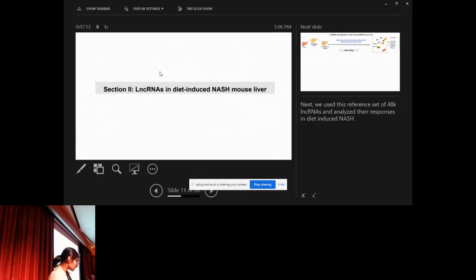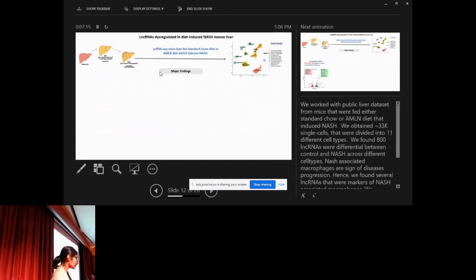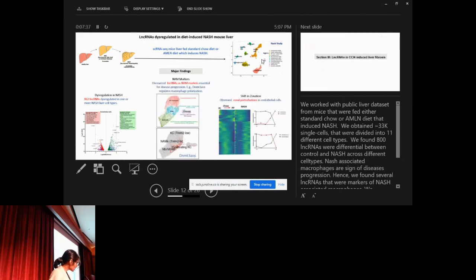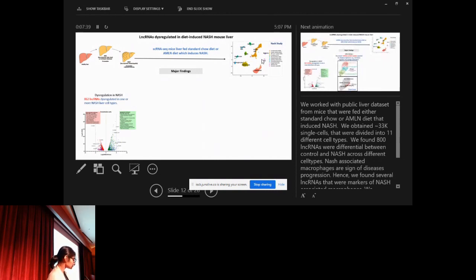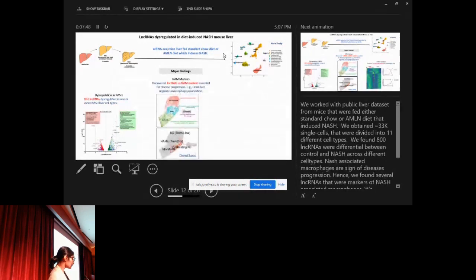Let's look at these lncRNAs from a diet-induced NASH mouse liver model. The model that I'm using here is basically 34 weeks of AMLN diet that leads to a NASH-high condition. What you're seeing here is the UMAP consisting of 11 different cell types from that particular dataset. Some of the major findings here is that we find about 862 lncRNAs that are highly perturbed across different cell types. And here I'm showing an example of endothelial cells. Another important feature, as I mentioned, was NASH-associated macrophages.